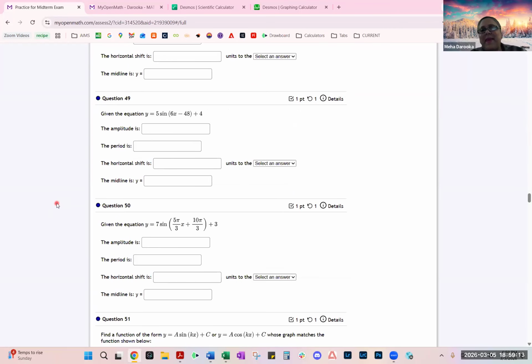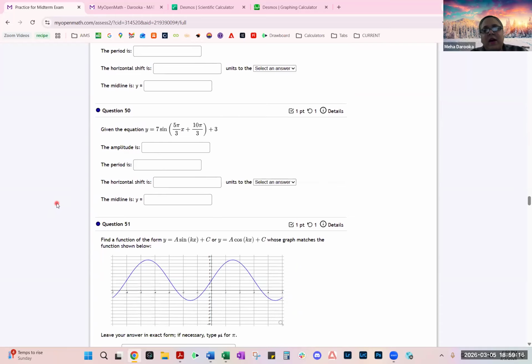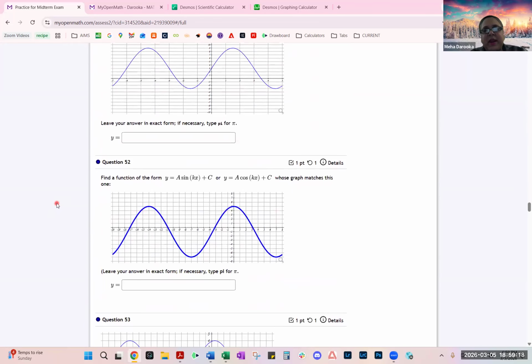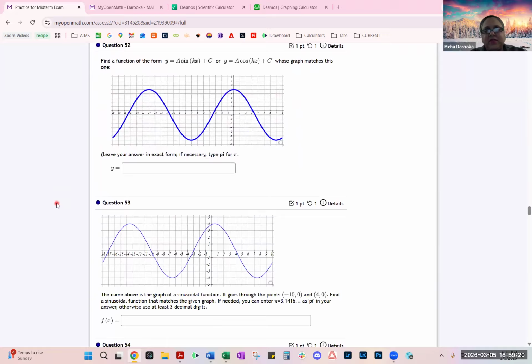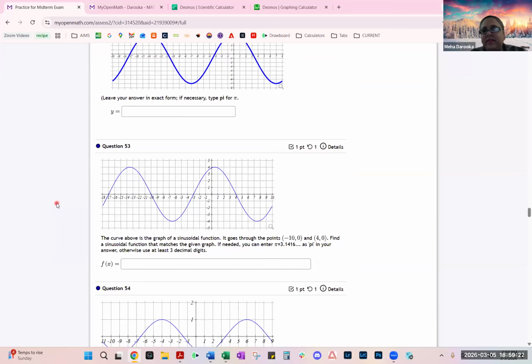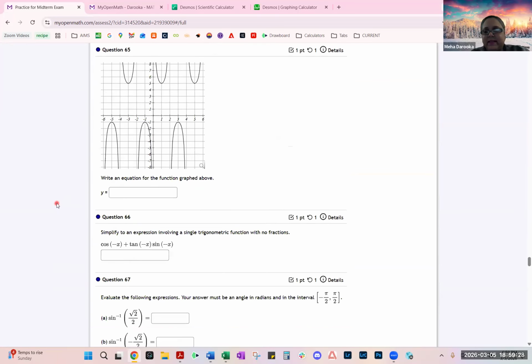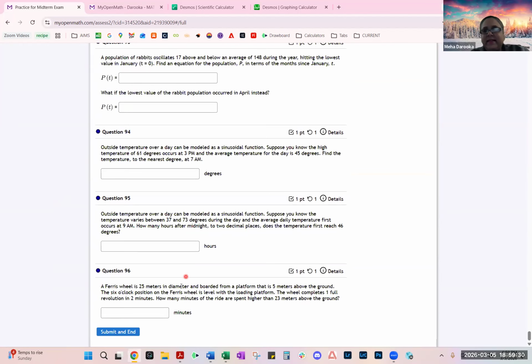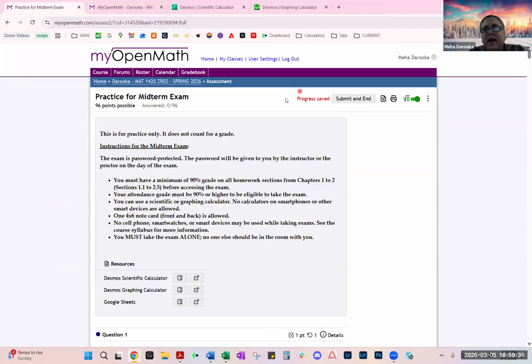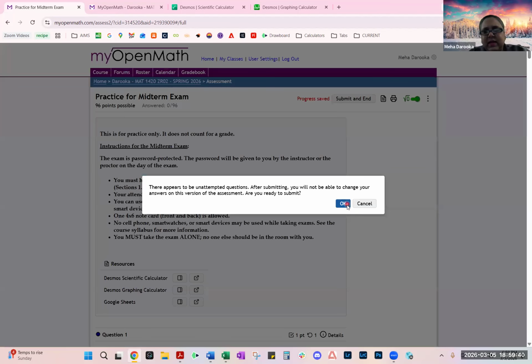So I don't want you to panic and think, oh my God, there are so many questions on the practice. Same thing, 51, 52, 53 are all very similar, but only one of these versions will show up on your midterm exam. So that's why your practice has 96 questions, but there are only going to be, if I remember correctly, I think there's only 20 questions or something like that.